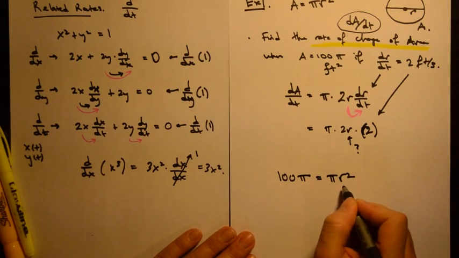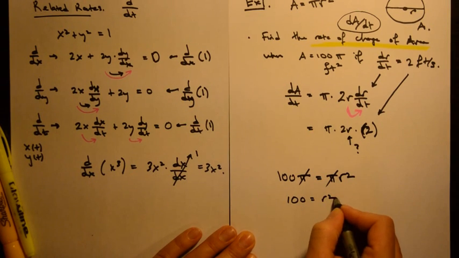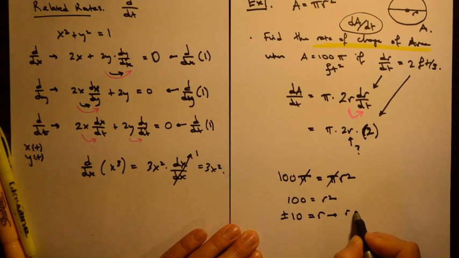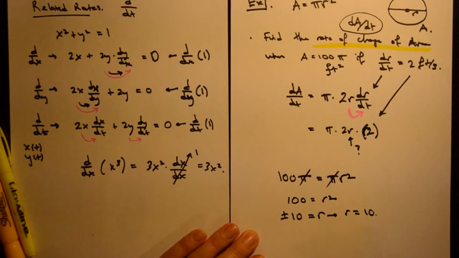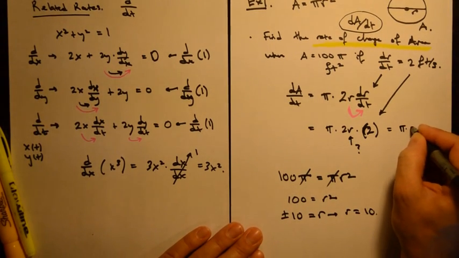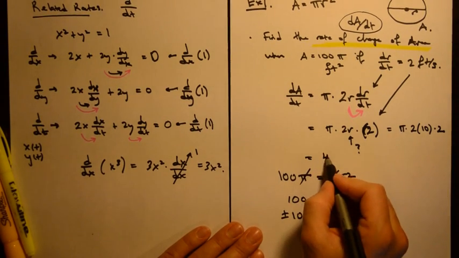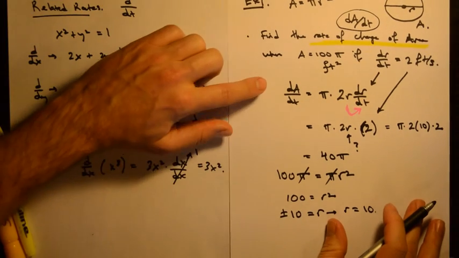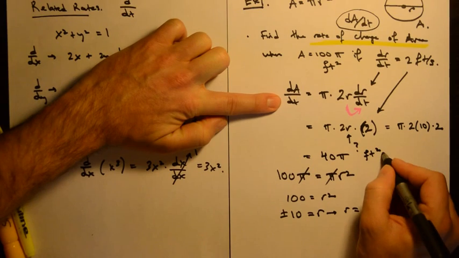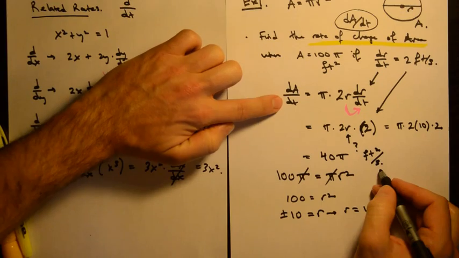And we want to find r at the moment that this is happening. So the pi's cancel. You get 100 is equal to r squared. And so you would have plus and minus 10 is equal to r. However, we just choose the positive radius because radius is a positive quantity. So this one would then be pi times 2 times 10 times 2, 40. So this is 40 pi, and then you have to get the units right. This is an area, so that's going to be feet squared divided by time, which in this problem is seconds. So feet squared per second would be the rate of change of area in time.